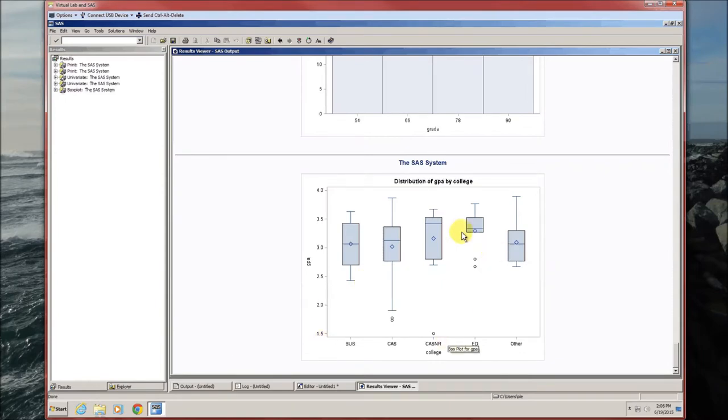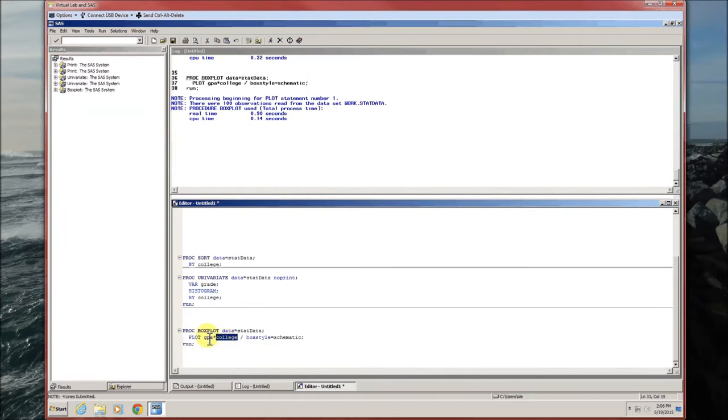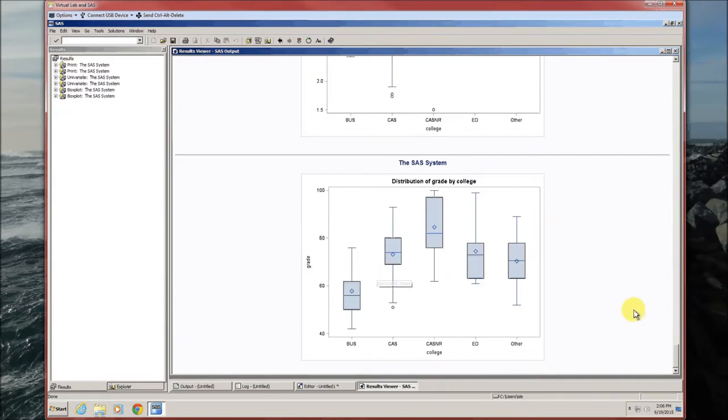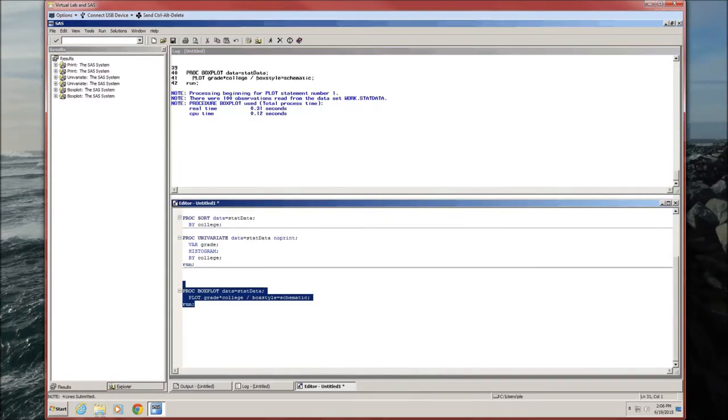Get a little feel. It looks like the average for CASNR and Ed are higher than everything else. Oh, this is GPA. We're looking at grade. So let's rerun those. There we go. Looks like CASNR's average, which is the diamond, is much higher than any others. Looks like business is much lower than all the others. So already we have an idea that perhaps there is an effect or a differential effect of college on grade, that CASNR students seem to do much better than business students. Well, let's figure this out.